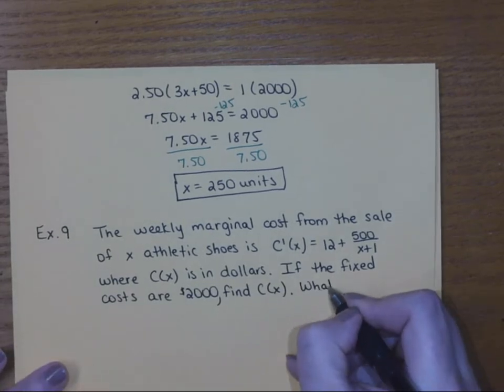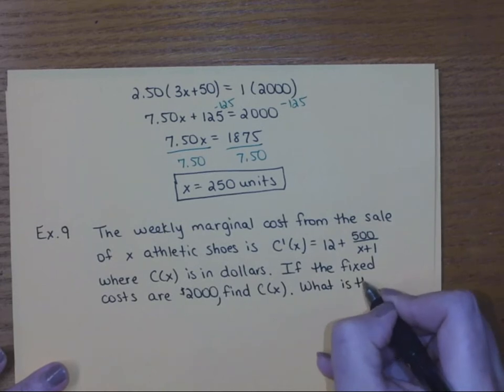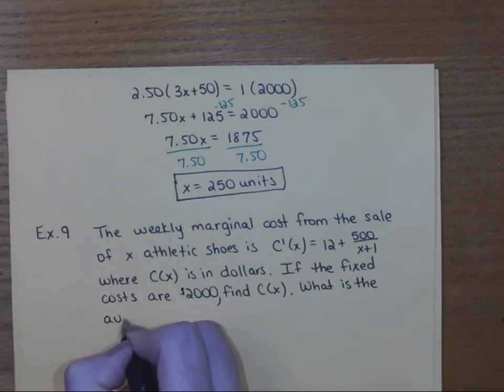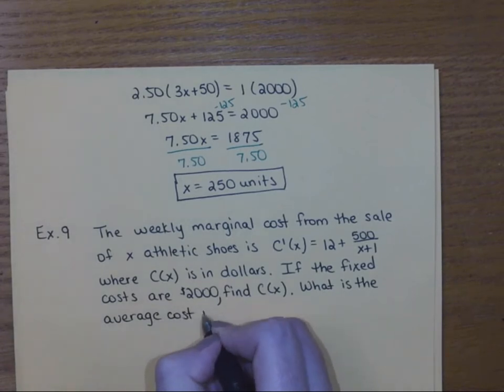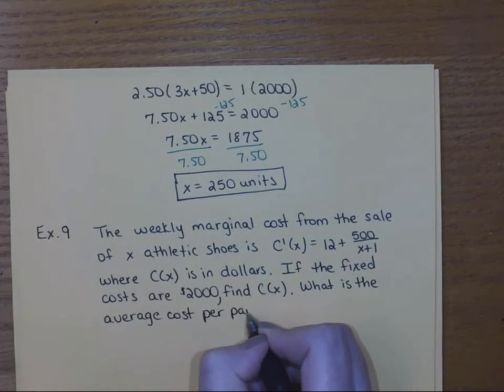And then last, just to make sure we remember what the difference is, what if I ask you what the average cost per pair of shoes if 1,000 pairs are made?